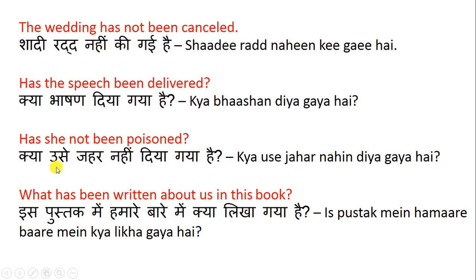Has she not been poisoned? Kya use zeher nahi diya gaya hai? Use is she, zeher is poison. Okay, zeher is poison noun. Zeher de is poison verb. Now zeher is masculine and it decides rest of the suffixes. Zeher nahi diya gaya hai, has not been poisoned. But we have has at the beginning of the sentence, so adding kya in the beginning of the Hindi sentence makes this a question.